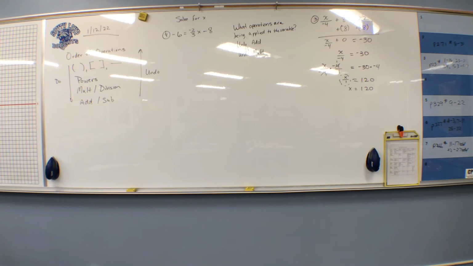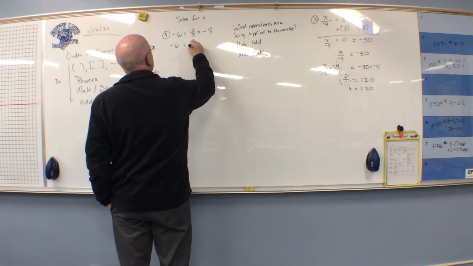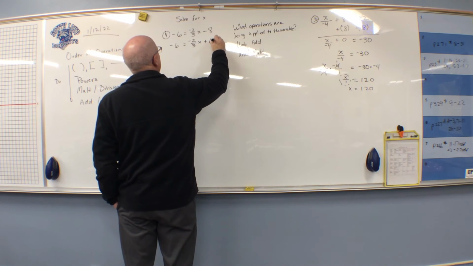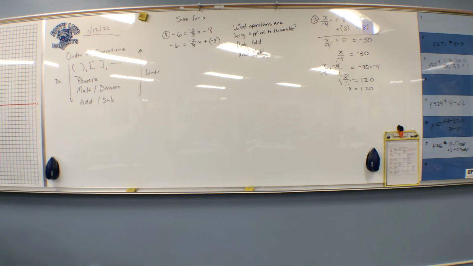Negative 2/3 x minus negative 8. How about plus a negative 8? What's he trying to do? Jump to the other side. He's jumping to the other side, but he's changing subtraction to addition, right? So now I have a negative 6, and he jumps over here a negative 2/3 x plus a negative 8. All right, what two operations are being applied to the variable, Landon?